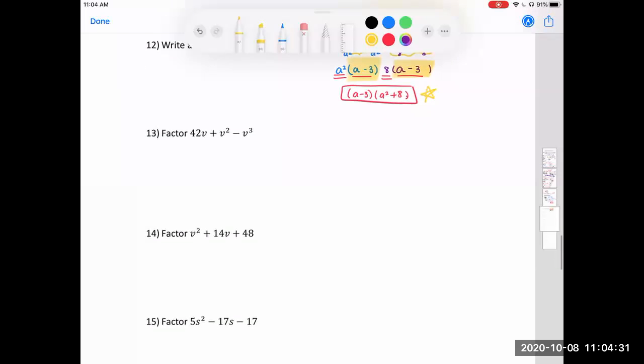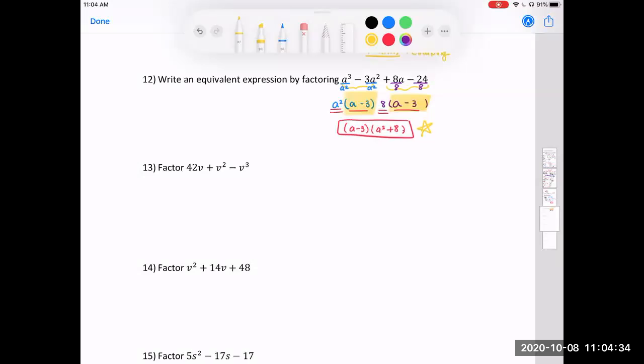Okay, next we have problem number 13. We're asked to factor 42b plus b squared minus b cubed. Okay, to begin, let's go ahead and write it in standard position, meaning in descending order. So we have b cubed plus b squared plus 42b. Is there a common factor that we can factor out? Yeah, we can divide out a b. So we have b squared plus b plus 42.